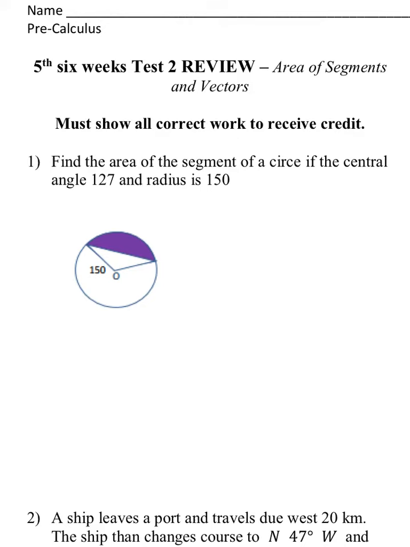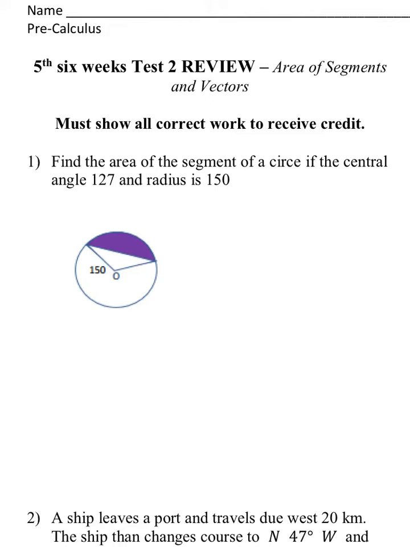Okay, Longhorns, we have today the 5th 6 weeks test 2 review, and I'm going to go through these problems really quick so that you can review them before the test and practice a little bit on your own as well. So first of all, with question number 1, we have find the area of a segment of a circle if the central angle is 127 degrees and the radius is 150.